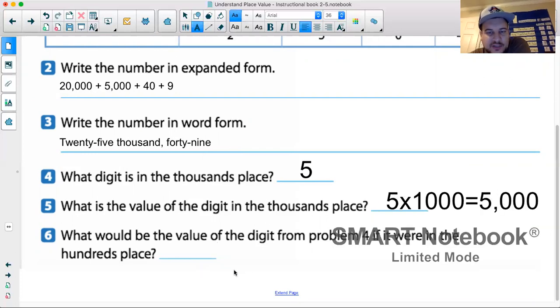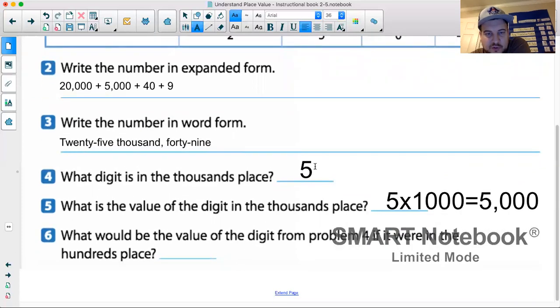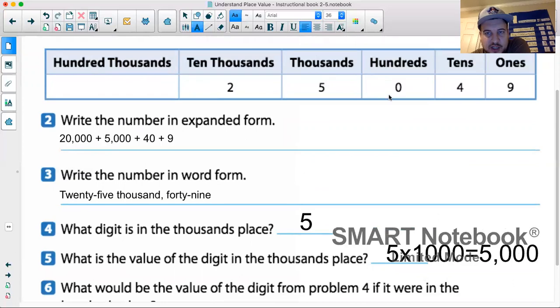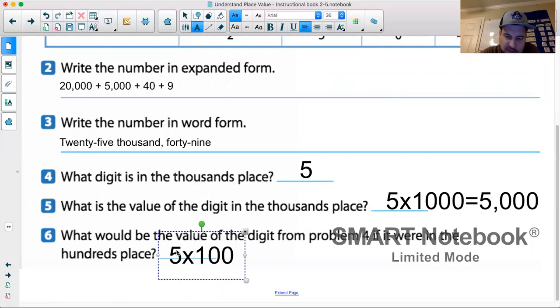What would be the value of the digit from problem 4 if it were in the hundreds place? Okay, so if we move this 5 to the hundreds place, it would be 5 times 100, which equals 500.